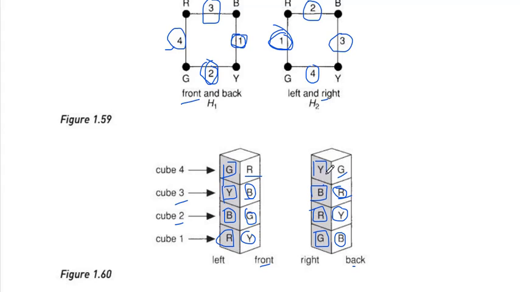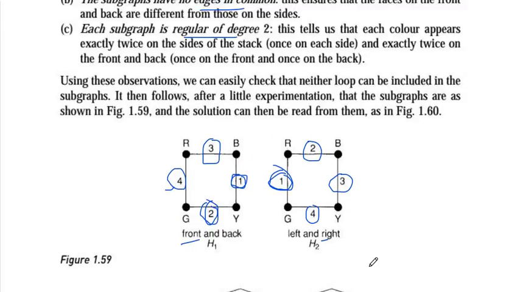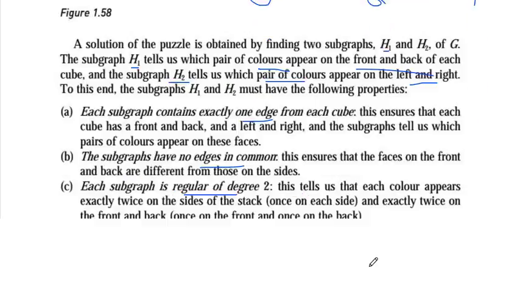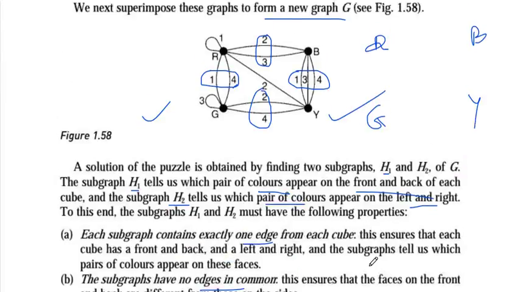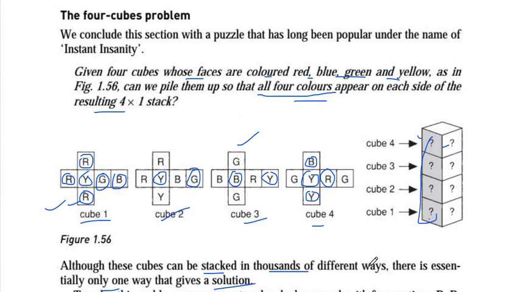Now if you see the cube from any side, you will see all four colors: green, yellow, blue, red; red, blue, green, yellow; yellow, blue, red, green; green, red, yellow and blue. That is the left side, front side, right side and back side. So from graph theory, we can easily identify the solution of this four-cube puzzle.